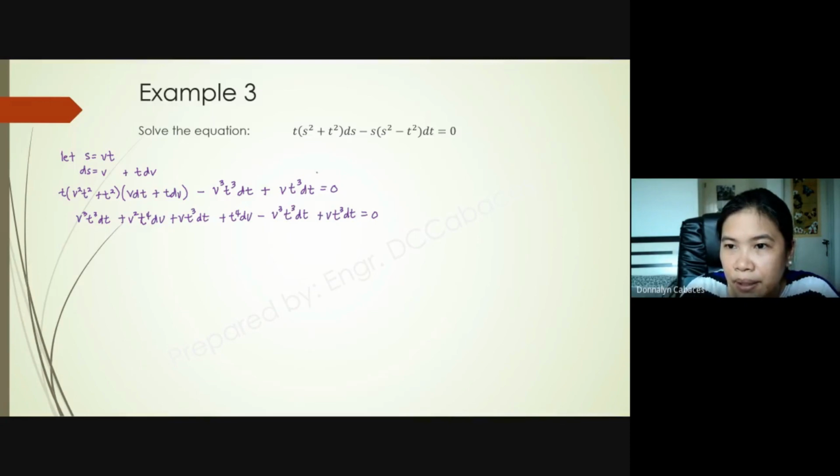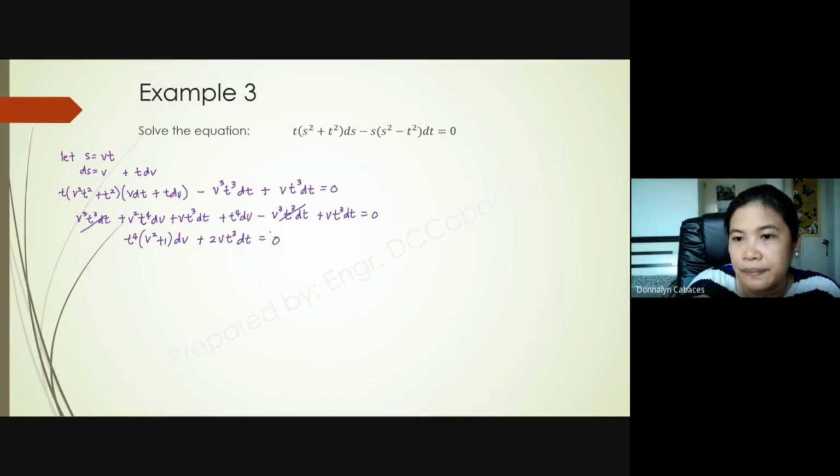Okay? And now combining like terms. You have here v cubed t cubed dt and negative v cubed t cubed dt, so this is 0. And then common to v squared t to the fourth dv and t to the fourth dv is t to the fourth dv. So you have t to the fourth times v squared plus 1 dv. Then you have here v t cubed dt and v t cubed dt, so you have plus 2v t cubed dt is equal to 0.